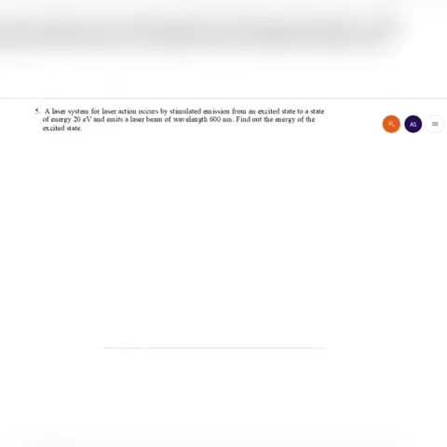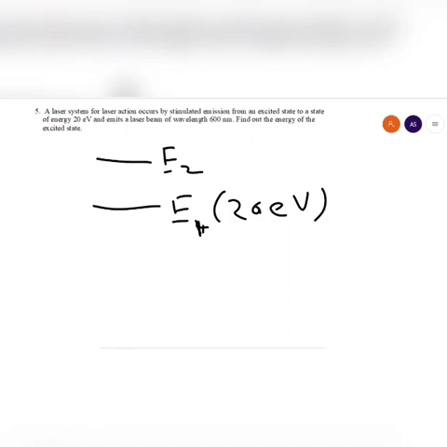Number 5. The laser action occurs by stimulated emission from the excited state to a state of lower energy. Suppose that E2 is the excited state, E1 is the lower state, the ground state. E2 is given 20 electron volt, and now it emitted a photon of wavelength 600 nanometer. Find out the energy of E2.